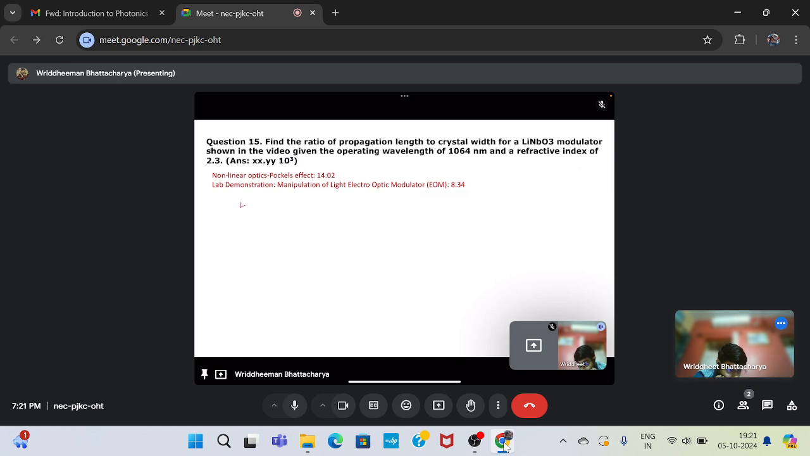So this will be basically L by D equals lambda by 2 r33 n0 cubed V pi, where the wavelength is 1064 nanometer and r33 is 30 picometer per volt, into 2.3 into 2.4, thus giving us the value as 1.214 into 10 to the power 3. So this will be the correct answer for this one.